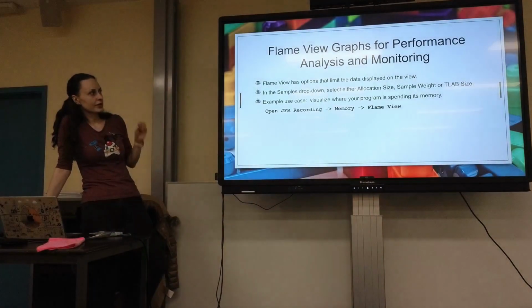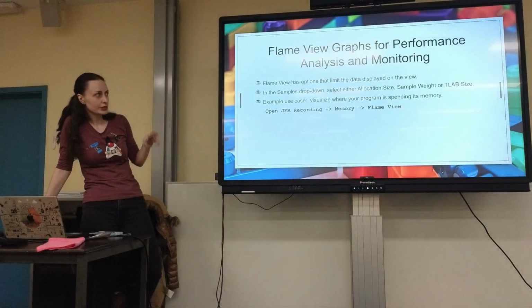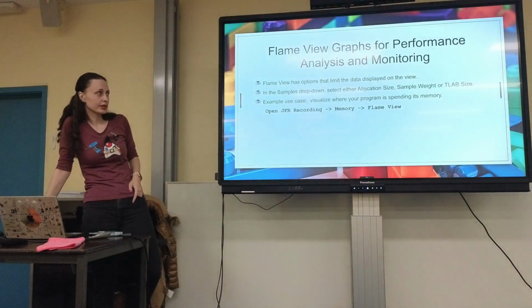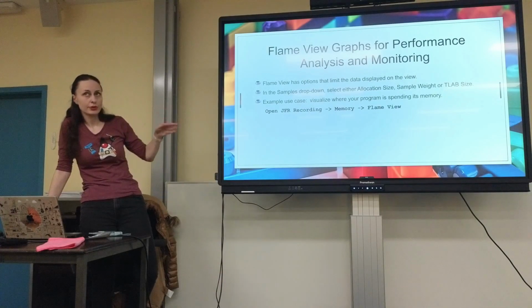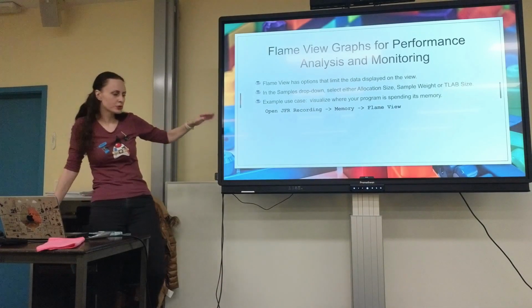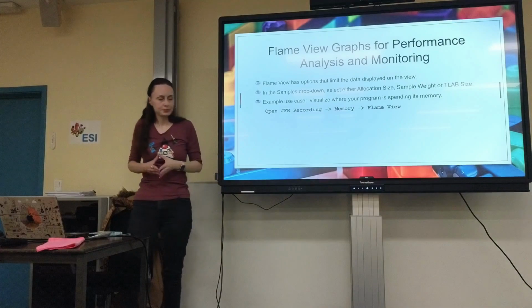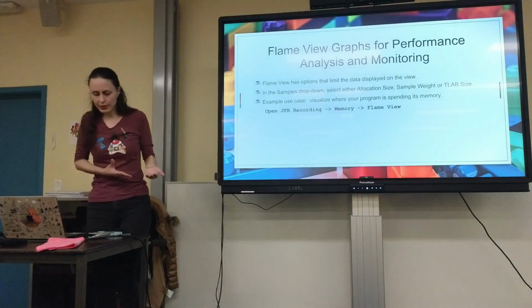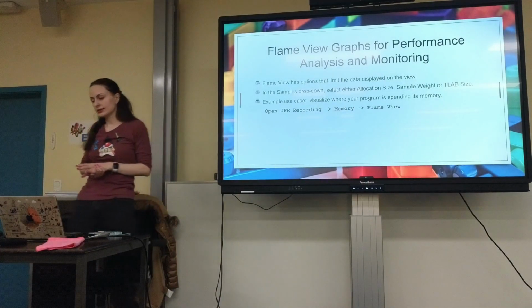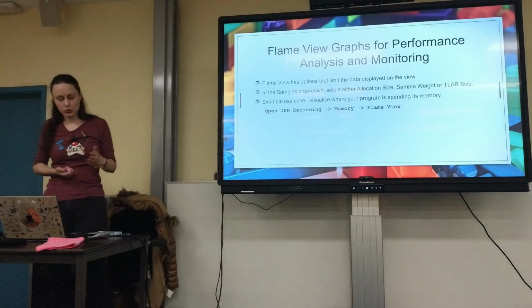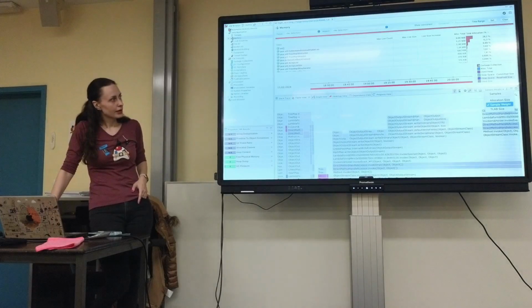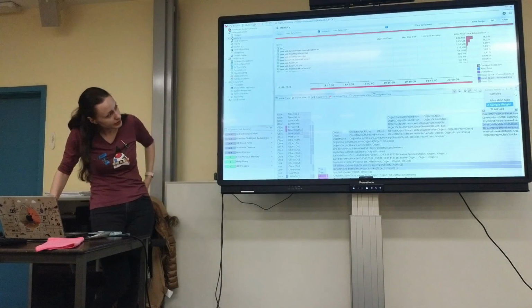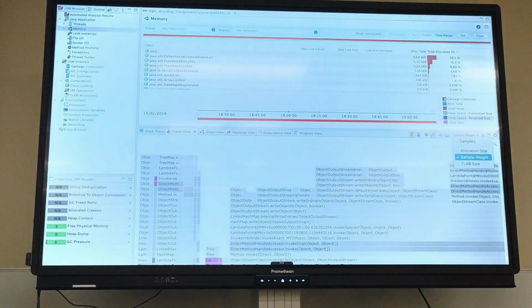Flame graph views also got a little change. You can also limit the data in the display view by using the samples dropdown. So for example, if you're opening a JFR recording, you can go to memory, you can go and see a flame view, but you can also visualize where your program is spending more memory by, for example, looking at sample weight, TLAB size, or allocation size. So this is how you can find the view, like I said earlier.